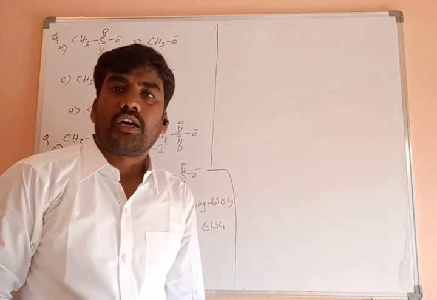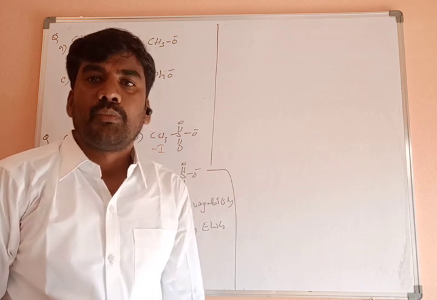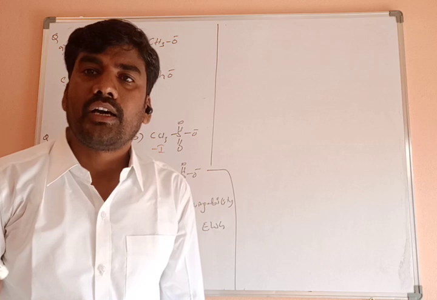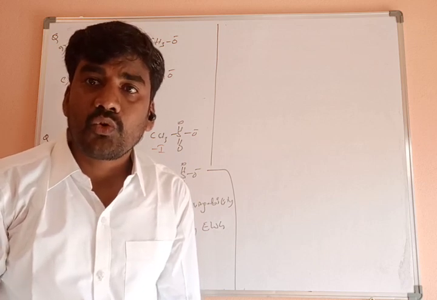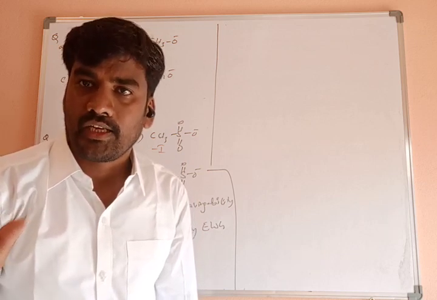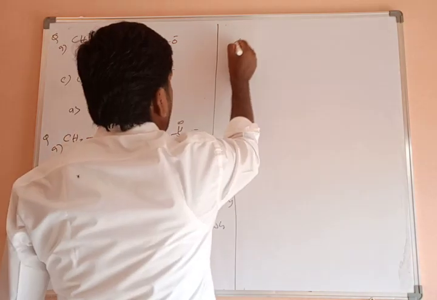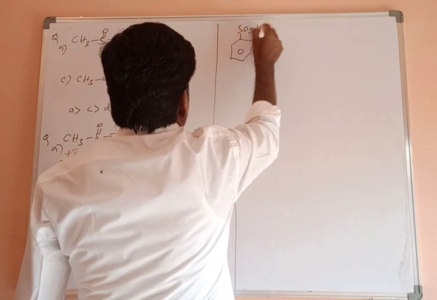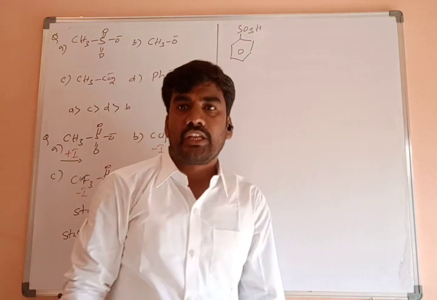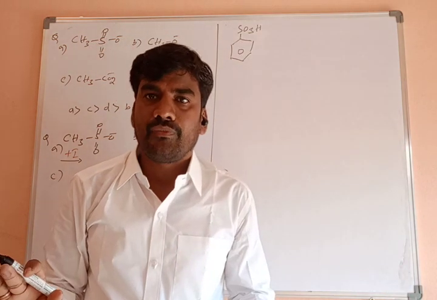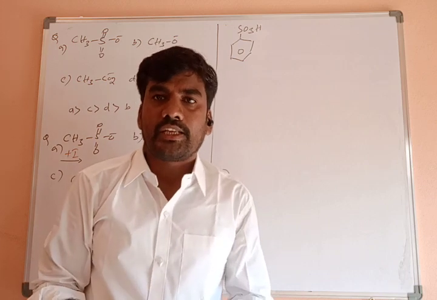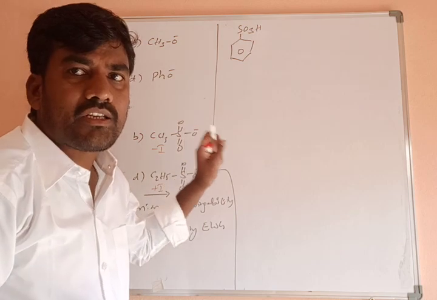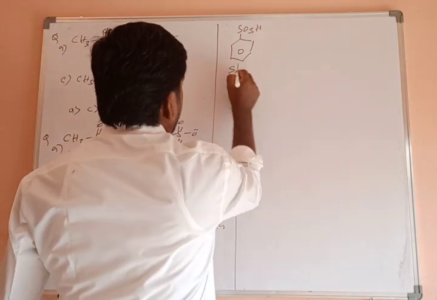Among all organic compounds, benzene sulfonic acid is more acidic than all other organic compounds if there is no group attached on the aromatic ring. Clear? Benzene sulfonic acid is the strongest acid among organic compounds if no groups are attached on the benzene ring. If groups are attached, the acidic and basic character will change. Clear? Benzene sulfonic acid is the strongest acid.